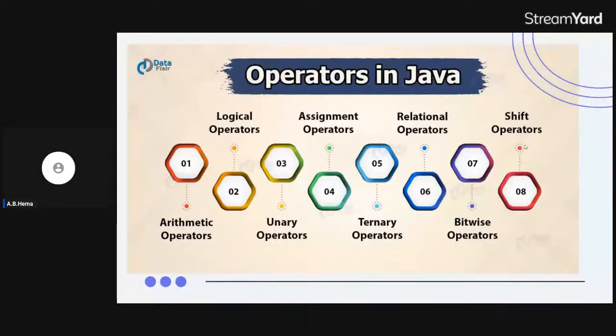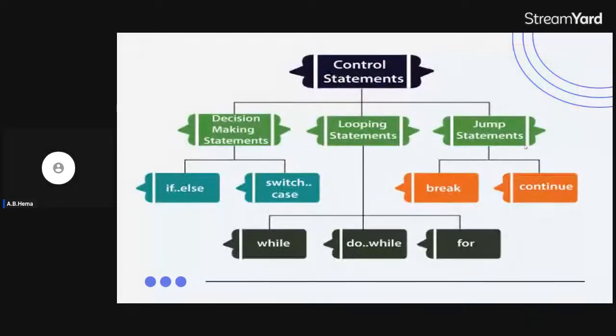Now, I think the operators concept is also clear. So now let's further move on to control statements in Java. Actually, these control statements are used to control the flow of a program. They are mainly categorized into three types: the decision-making statements, looping statements, and jump statements. First of all, what are decision-making statements? There will be a condition, and this helps to decide which block of statements is to be executed.